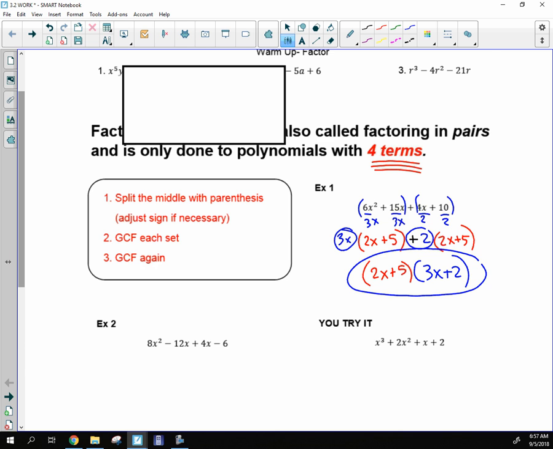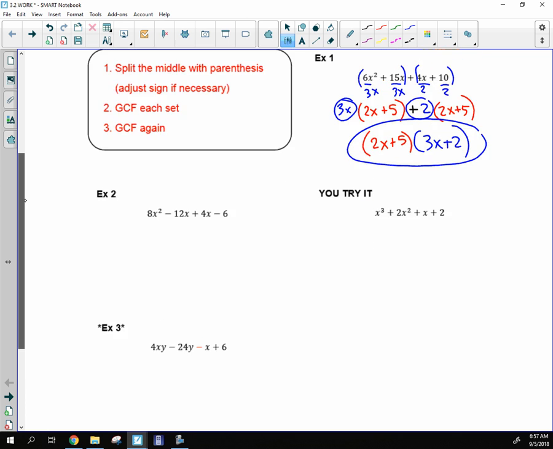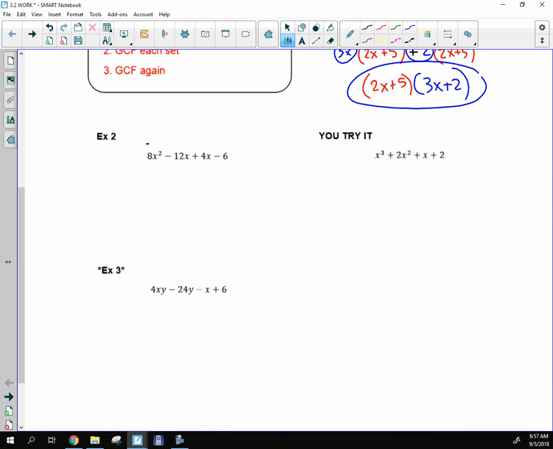Okay, so in this set, we're going to split the middle, then GCF. So this case would be 4x. So I put the 4x in front. I have 2x minus 3. Bring down the plus. GCF the second part, which is just 2. So I put the 2 in front. And then in parentheses, I have 2x minus 3 again.